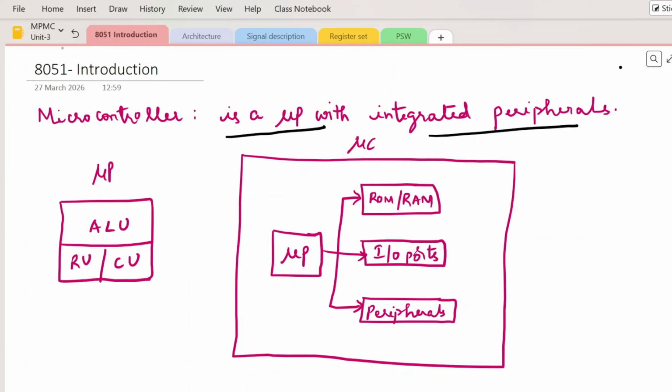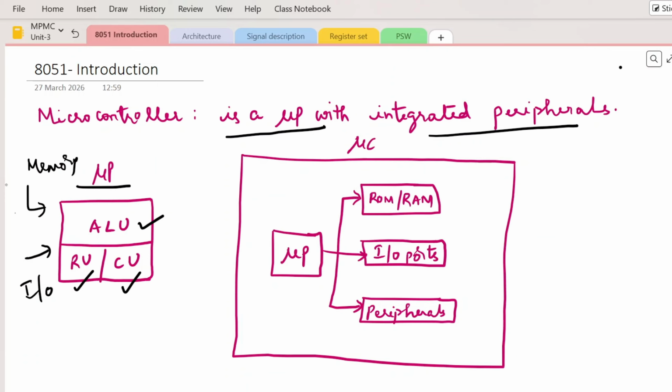This is the microprocessor block. In this microprocessor block, we have the ALU, arithmetic logic unit, register unit, and control unit. Additionally, you have to connect memory and you have to connect IO devices. Then only it becomes a computer. This is a microprocessor and a microprocessor based system.